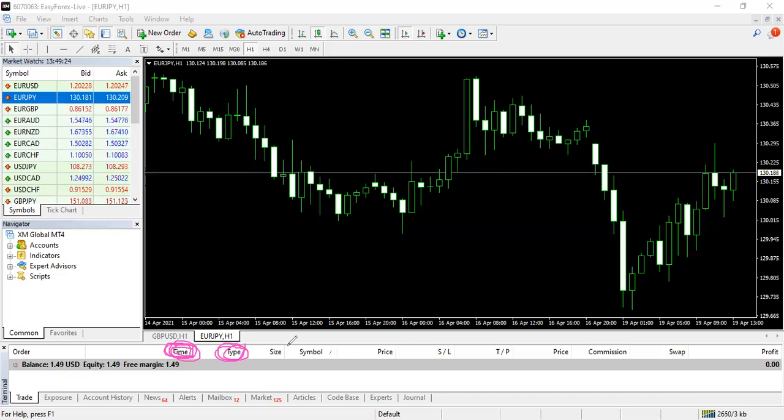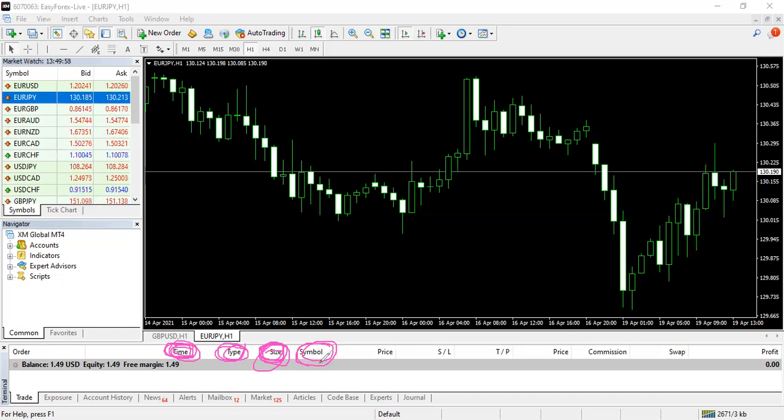Now the size here is actually the lot size that you used. Whether the lot size is 0.01, 0.02, 0.10, or 1.0, whatsoever lot size you use, you're going to see that lot size below here. Now, the symbol is the currency pair that you have placed the trade on, whether Euro USD, Euro JPY, Euro GBP, Euro AUD, whatever currency pair you entered into will be shown below here.